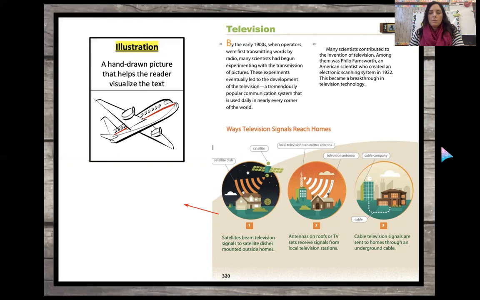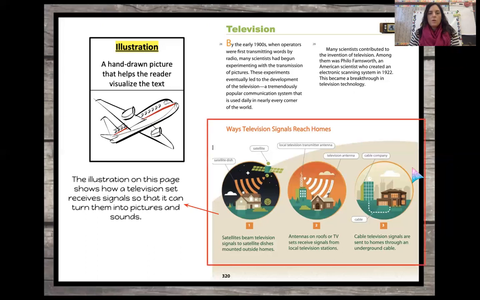Then two, antennas on roofs or TV sets receive signals from local television stations. So this has an illustration of a house with the local television transmitter antenna and the television antenna, and you can see the signals going back and forth. And then three, cable television signals are sent to homes through an underground cable. And there is a picture of a building, the cable company, and then the cable going underground to the house. So the illustration on this page shows how a television set receives signals so that it can turn them into pictures and sounds.